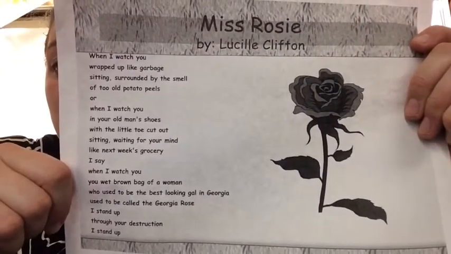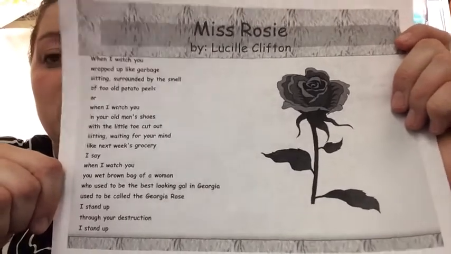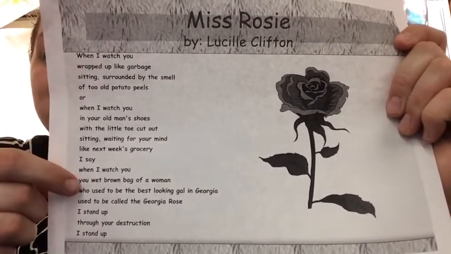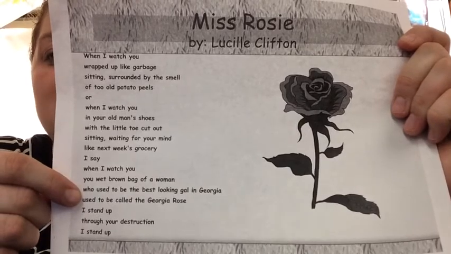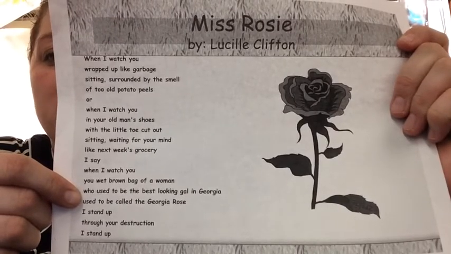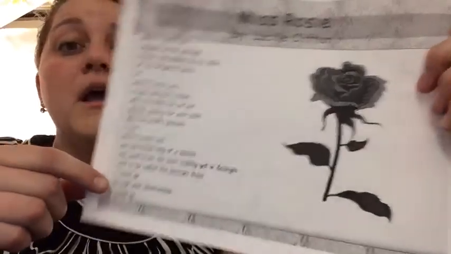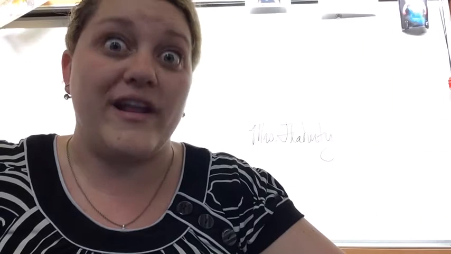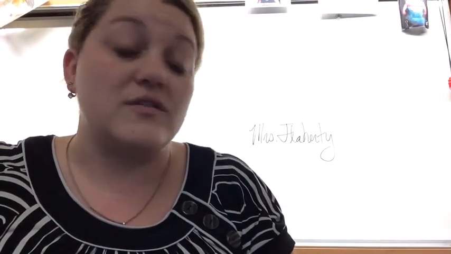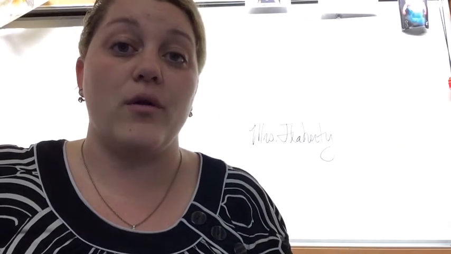One more device that she used to make the images more rich and to really make us understand where this woman's coming from are in these lines here. She says that she used to be the best looking gal in Georgia, used to be called the Georgia Rose. So that basically gave us a clue of where the woman's from, and it also tells us that the woman used to be beautiful. She may have even been popular if she was known as the Georgia Rose. So I think that Miss Lucille Clifton actually uses all these devices to, again, show us where the woman was, that she used to be really beautiful, and now she's on the streets and poor.